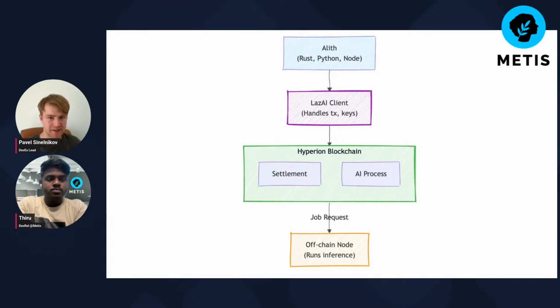Looking at the LazAI client, hopefully people are familiar with Aleth. Aleth is the overall client, let's say the framework for making AI agents. The LazAI client actually sits underneath Aleth, and it handles more of the on-chain interactions. It does these interactions with the Hyperion blockchain, but also with the LazAI blockchain, which will be coming out as well. And then with that, jobs are requested from different nodes, and those jobs are the ones that actually run the inference operations or the data validation operations.